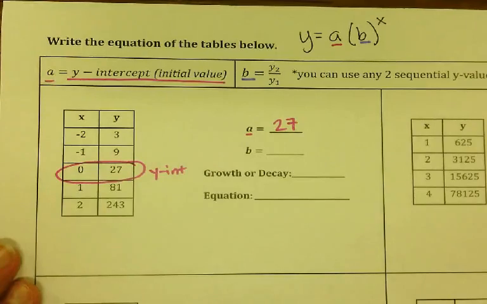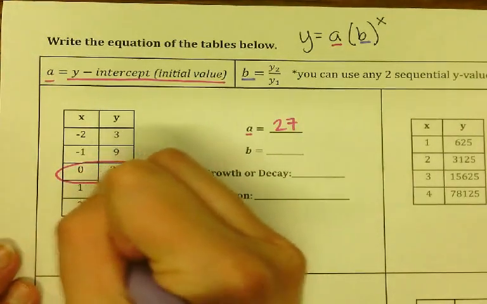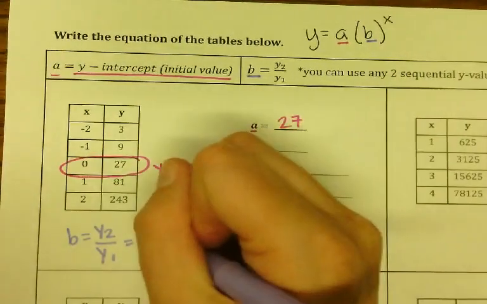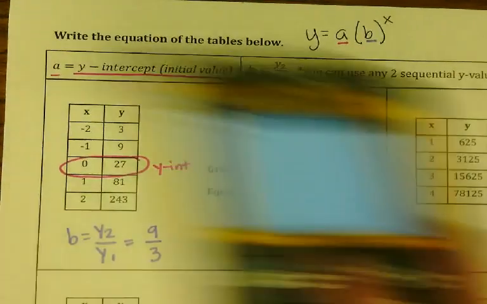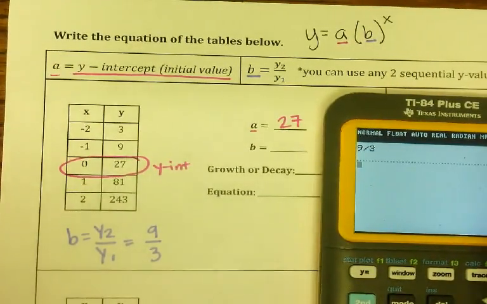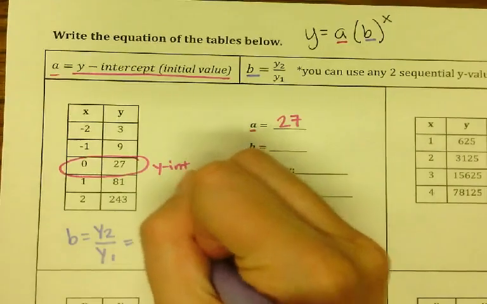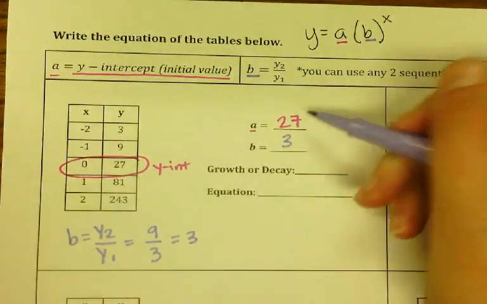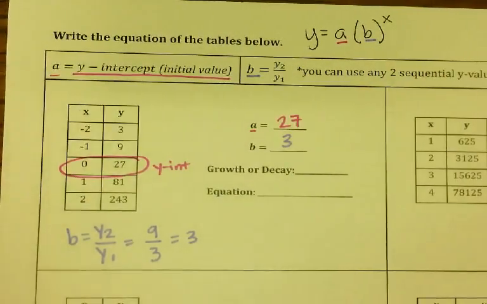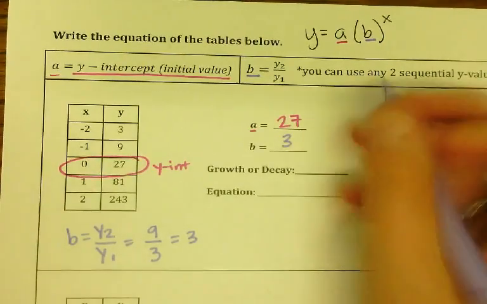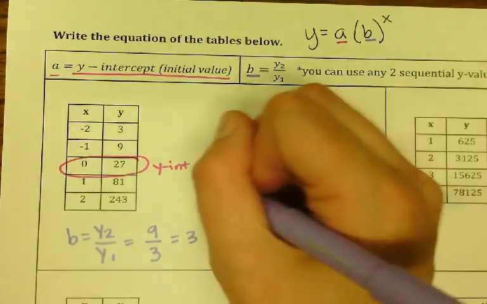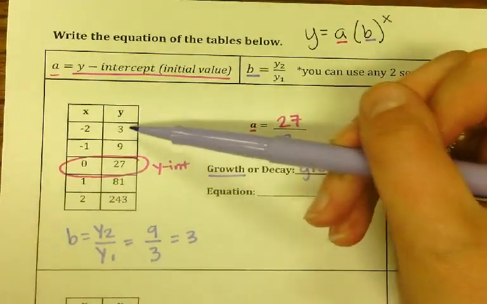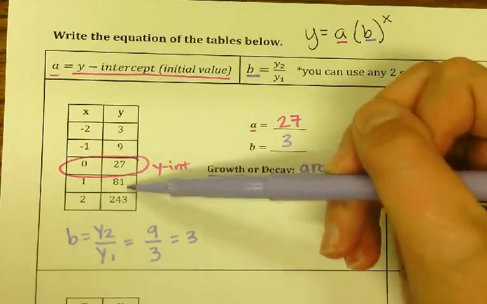And then, guys, if we want to find our b value, we do y2 over y1. So I'm just going to pick the top two here. So I'm going to say that is 9 divided by 3, and 9 divided by 3 gives me 3. So, guys, that means that my b is equal to 3. And so if we have an a and we have a b, then we can write our equation here. Now, first of all, guys, because b is greater than 1, we know that this is going to be growth. That also makes sense when you look at your table going up: 3, 9, 27, 81, 243.